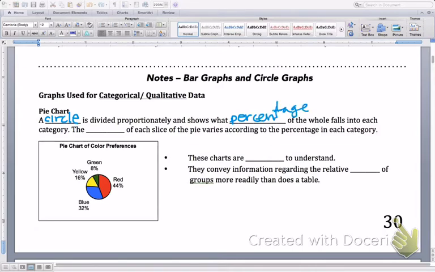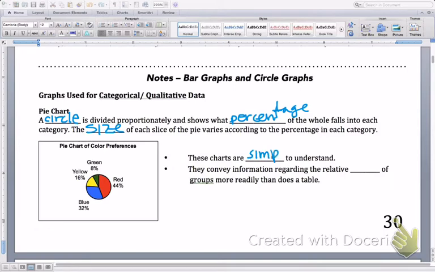All right, and each section has a category that is assigned to it. The category will be numbered on the circle graph or the pie chart, and it's also going to tell you what percent the category represents. So the size of each slice depends on how much of the pie is given to it based on its percentage. So these charts are simple to understand generally.